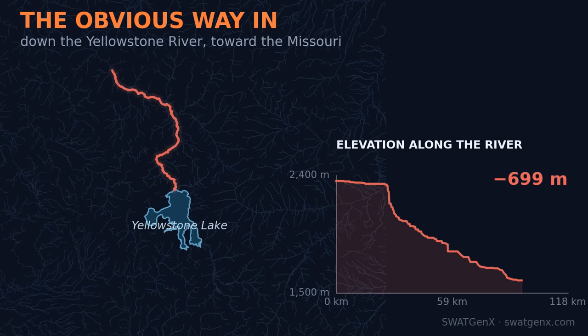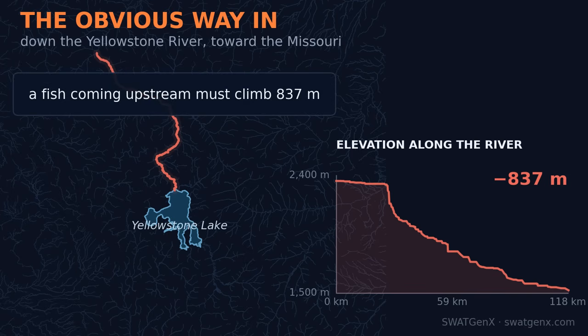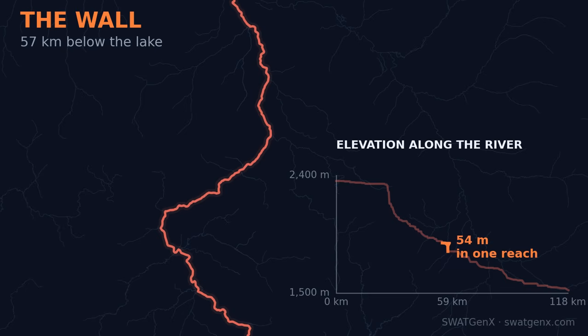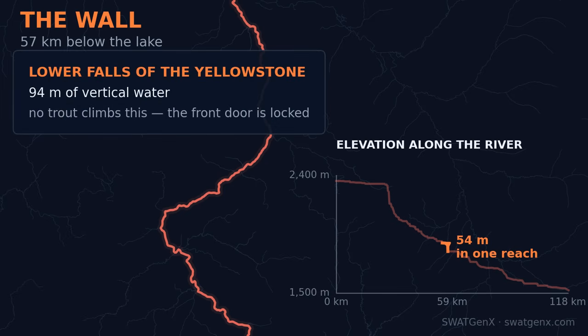Over the first 118 kilometers downstream of the lake, the Yellowstone falls 837 meters. And it does not fall gently. 57 kilometers below the lake, the profile does this. In a single reach, 90 meters of river, the water drops 54 meters straight down. That is the lower falls of the Yellowstone, a wall of falling water taller than a 20-story building. No trout climbs that. The front door is locked, and it has been locked since the canyon was cut.